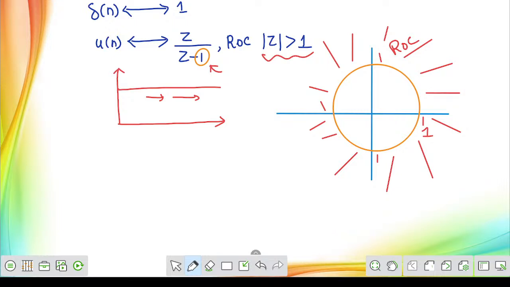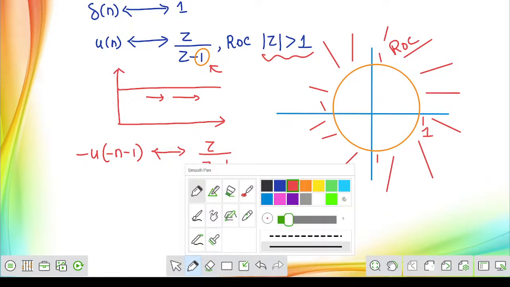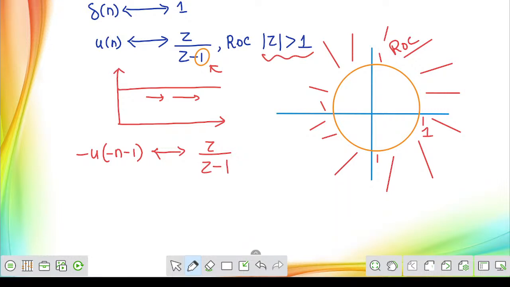There is one more sequence, that is u of minus n minus 1. This is a left-hand side sequence. What will be the Z transform for this? You have to put a minus sign, minus u of minus n minus 1, and here you will get the same answer, Z by Z minus 1. What about its ROC, sir? Both will give the same answer, but what will differ is the region of convergence. Mod Z should be less than 1 for this.